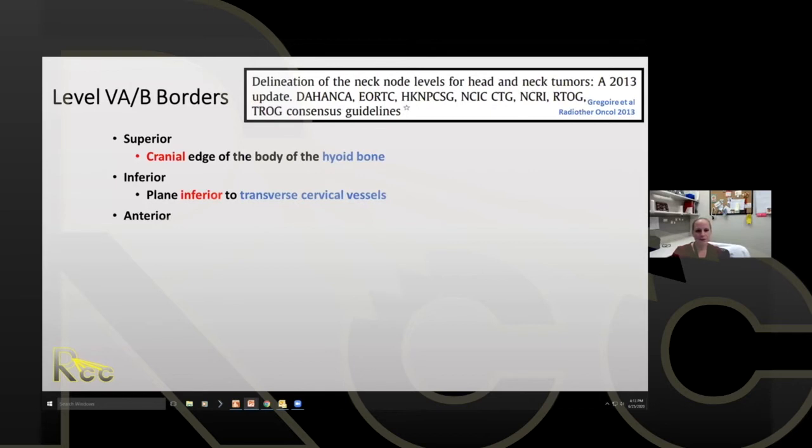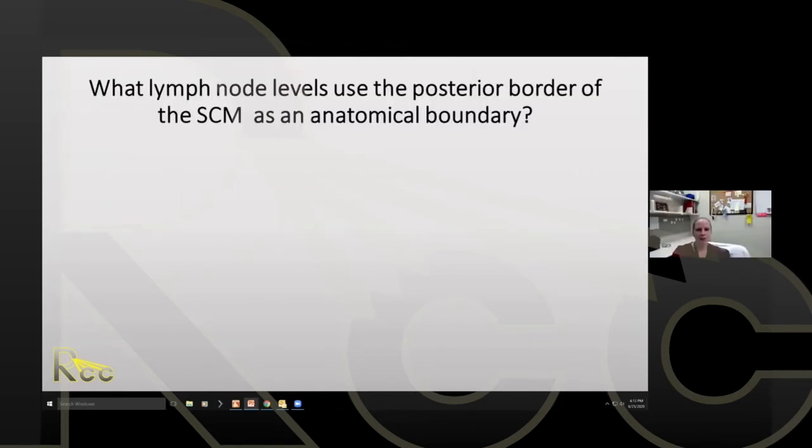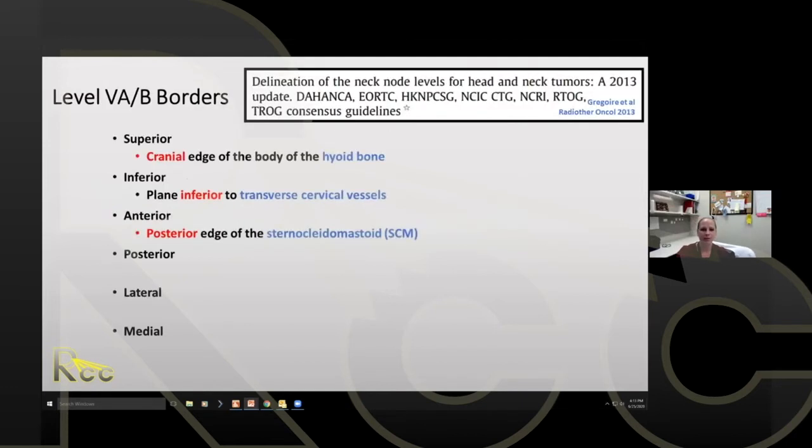Does anybody know what that is? That would be the posterior edge of the SCM. Absolutely. And then to tie this back to some of your other lymph node anatomy, what other lymph node levels use the posterior border of the sternocleidomastoid as an anatomical boundary? And 2, very good. So levels 2, 3, and 4. The posterior border of levels 2, 3, and 4 is the posterior aspect of the sternocleidomastoid.